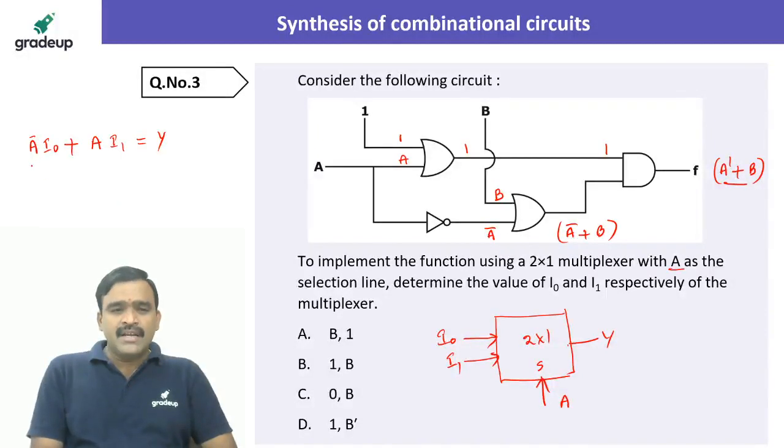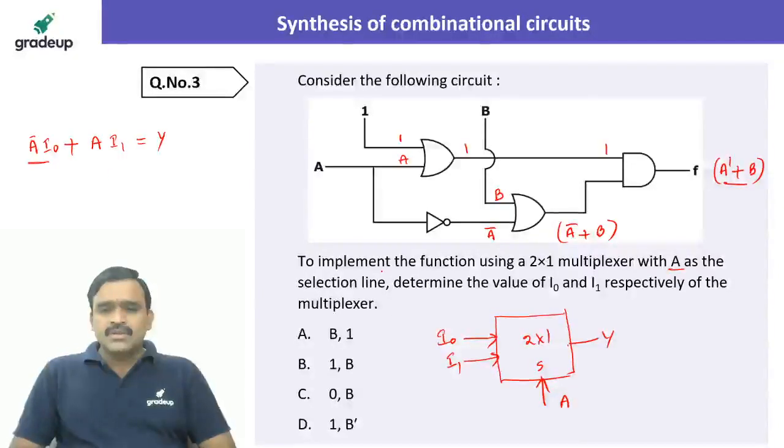So I wanted to get A bar plus B, right? So A, I1. What is the question he has asked? To implement the function using a 2x1 multiplexer with A as the selection line, determine the values of I0 and I1. So finally we got A bar plus B, right?